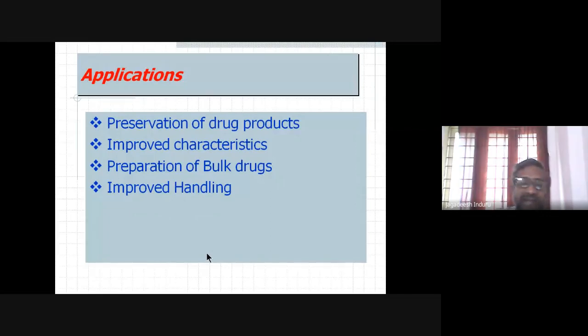Handling in the sense of storing, that is good. Transportation is good. It may be used from one place to another place, one reaction to another reaction, from the hopper to the individual dies. So handling is improved.